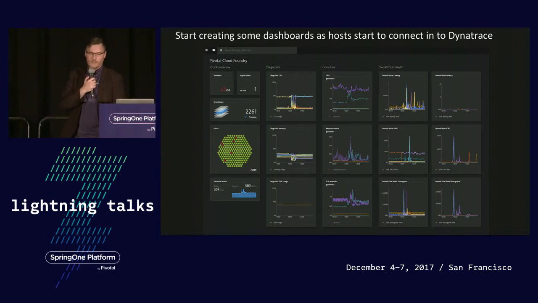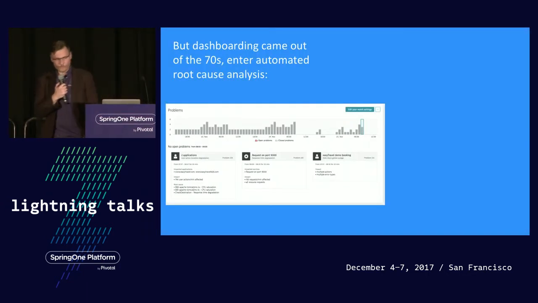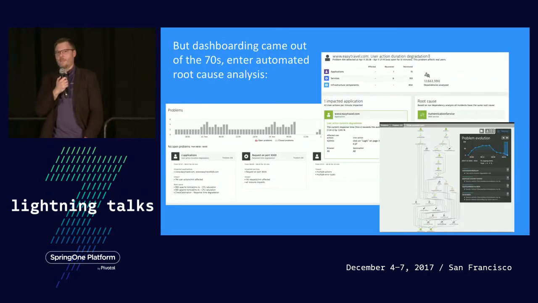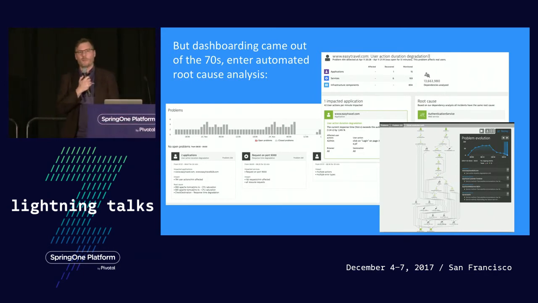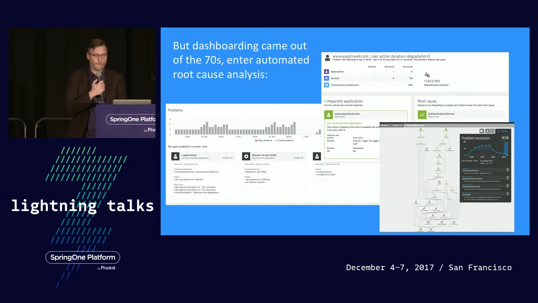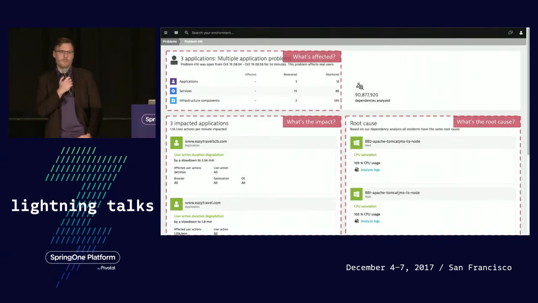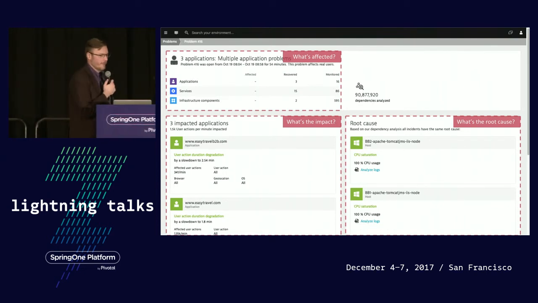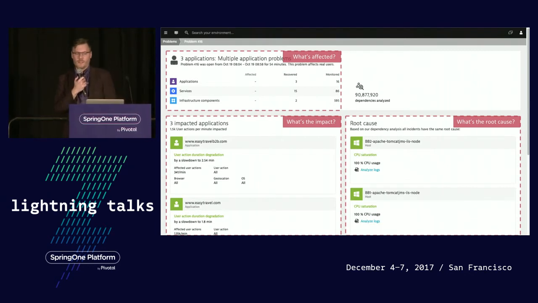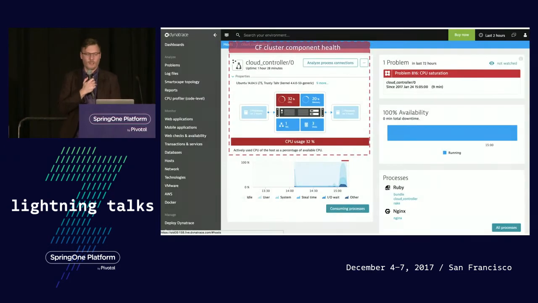As we'll see through the next couple of slides, dashboarding is something that came out of the 70s. And the reality is that in the coming years, we really want to move people away from dashboarding. Yes, that functionality is there, but we don't want to do it anymore, right? So we want to talk about automated root cause analysis. Here's an example of a performance problem we encountered in one of our PCF environments. You can see we're looking at what's affected, what's the impact, and what was the root cause. These features are very clearly called out.